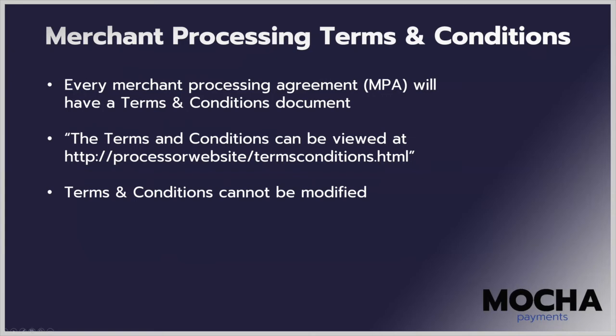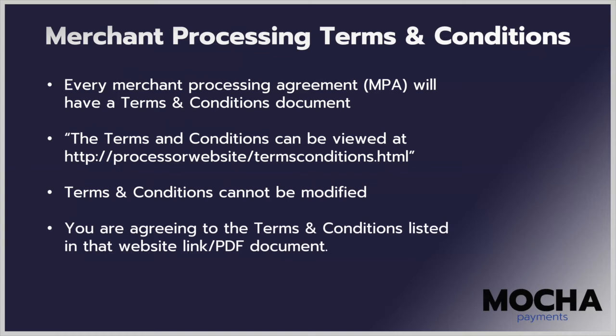Since that's the one you're agreeing to, it is possible to have an amended version of it. But if you do have an amended terms and conditions, you would have to have a separate third document from the processor stating that your MPA, your application, is agreeing to a separate terms and conditions document, not the website link. So without having that third amended document, the one in the link would be the one that actually applies to your merchant account.